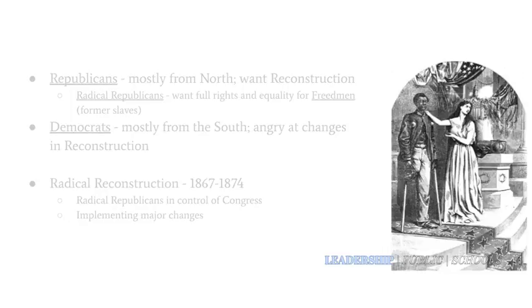Radical Reconstruction, which is part of the entire Reconstruction period, lasted from 1867 to 1874. It's defined in these years because it's when radical Republicans controlled Congress and implemented many of the major changes, including amendments to the Constitution.